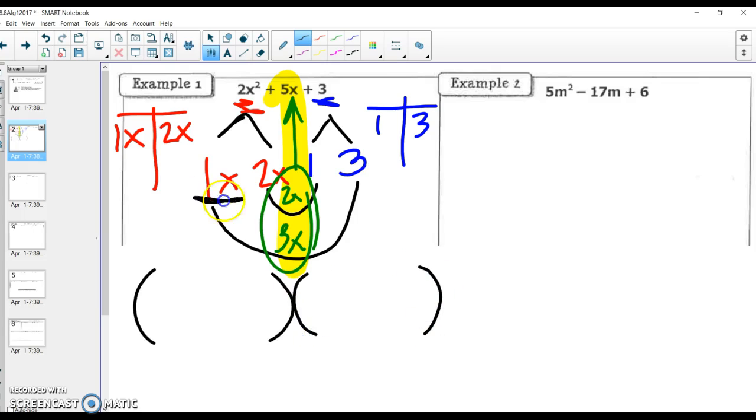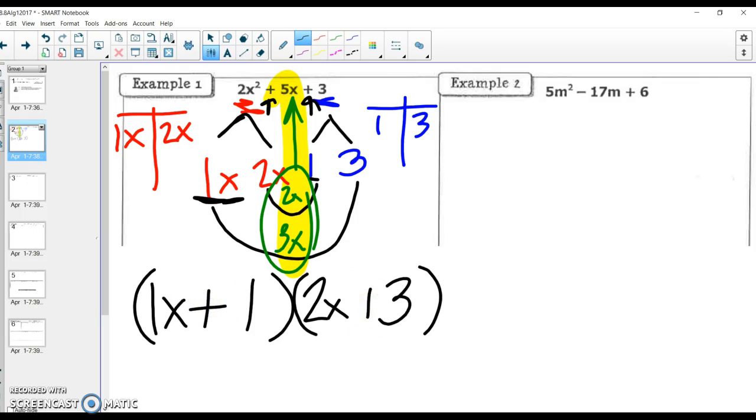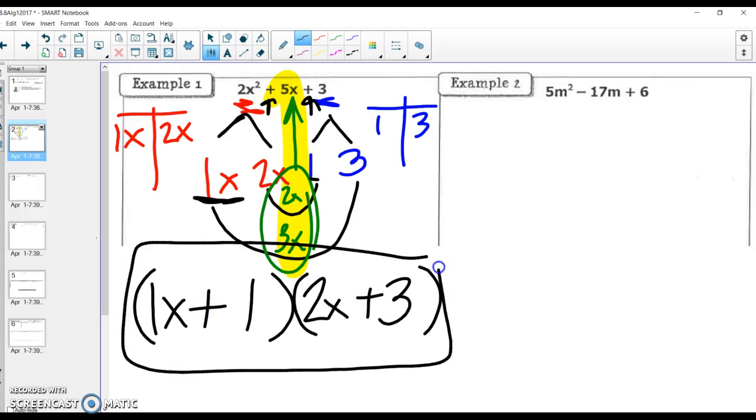So I said 1x and 1. Now do you see the smiley face, the little nose and the smiley face? What that means is the first two that you have go in the first set, and the second two that you have go in the second. Now you might have put in your signs right away, so I'm going to look right here. I see that it's plus and plus. So what do I know about the signs right away? They're going to be plus and plus. So here's my final answer.